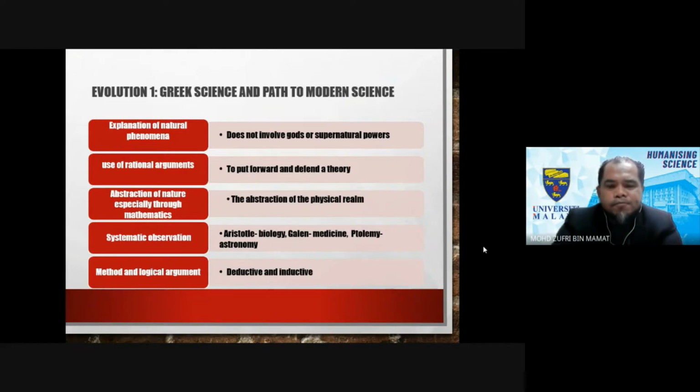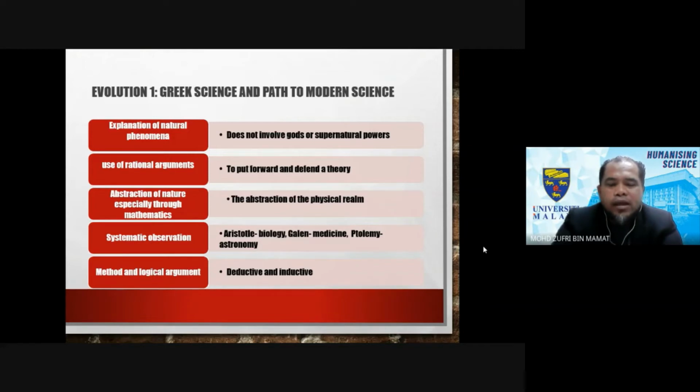Even so, it should be understood that what is proposed in Greek science is of course different in its justification or explanation if we compare it to the content of modern science. But what I am trying to stress here is the existence of a rational feature or characteristic, which also led to the birth of modern science.